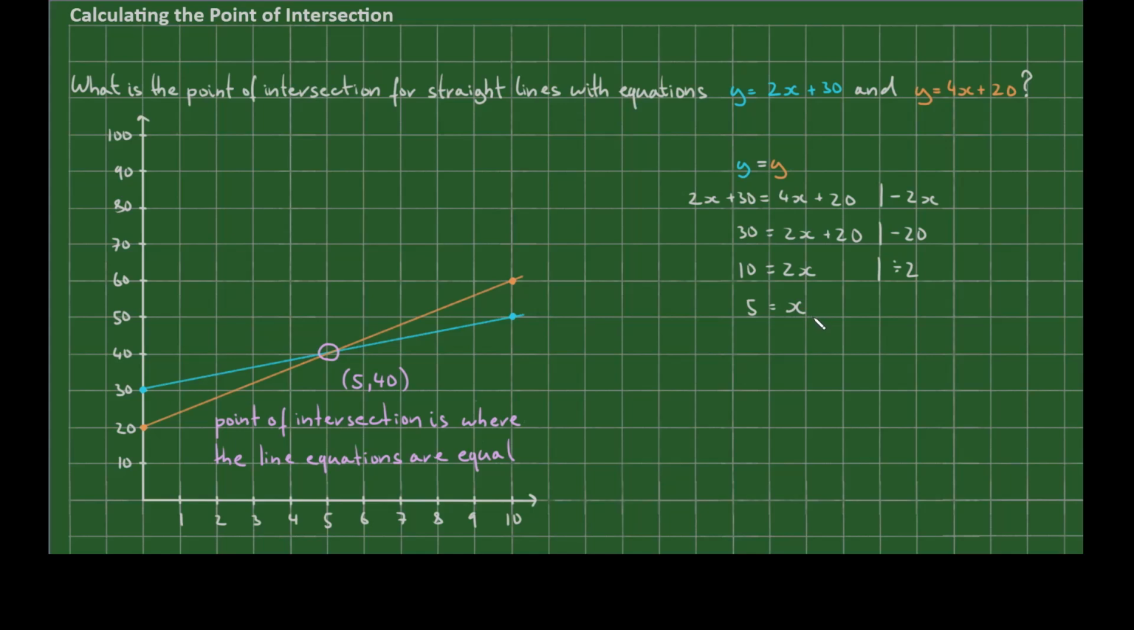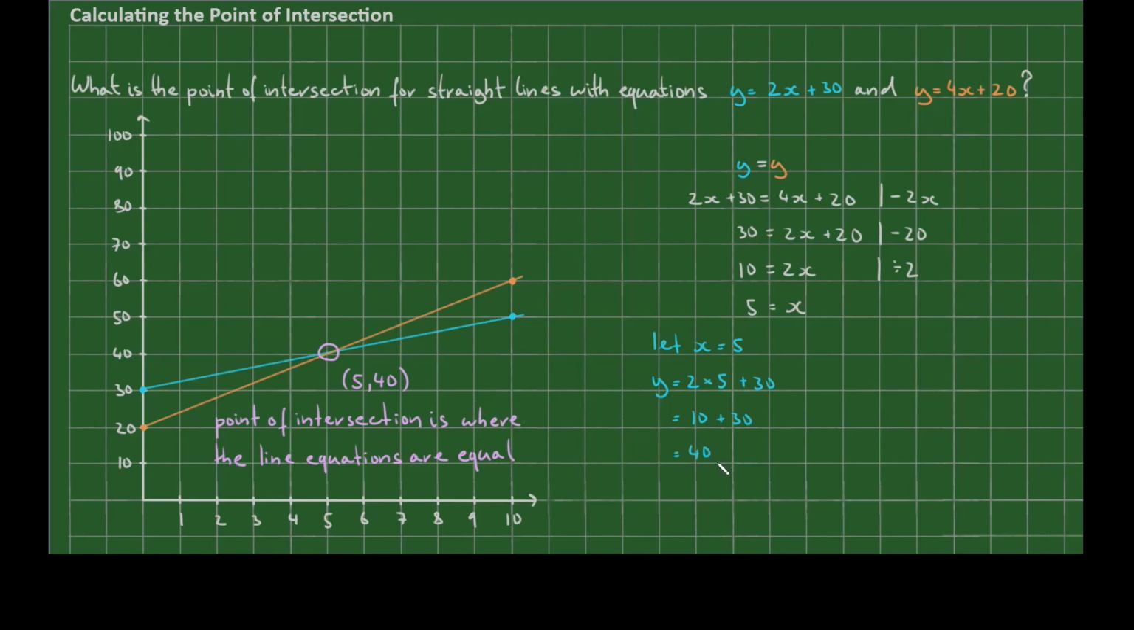What about the y-coordinate? To calculate the y-coordinate, I need to substitute this 5 into either of my equations. I'm going to do it for both. If I have done everything correctly, I should end up with the same result. Let me firstly deal with the blue equation. So I'm going to say let x equal 5 and see what happens. Y equals 2 multiplied by 5 plus 30. 2 multiplied by 5 is 10, plus 30 will give me 40.